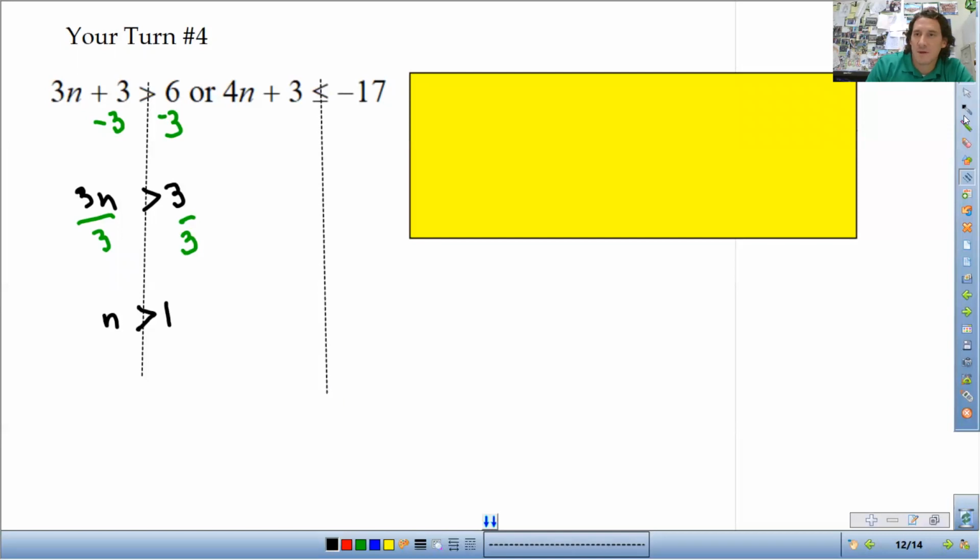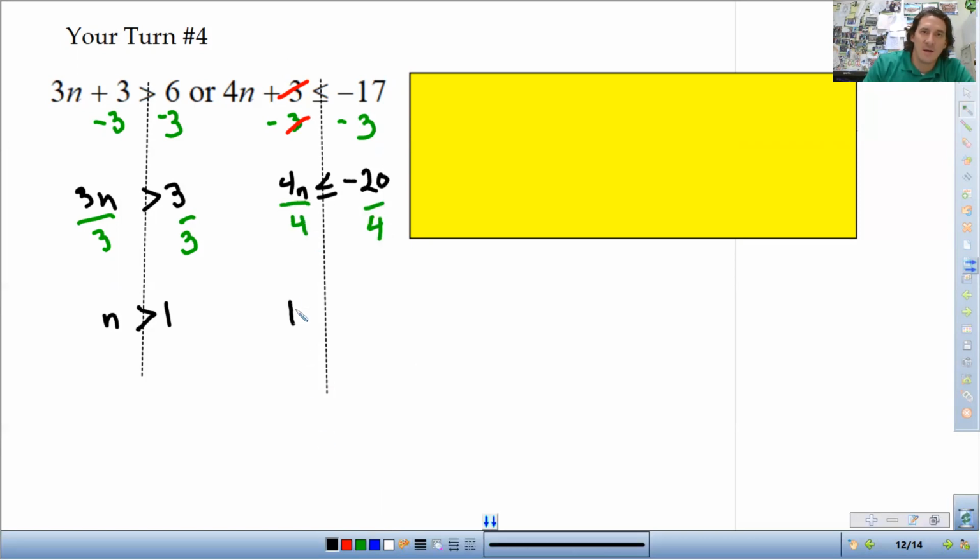4n plus 3, another one. So first thing I'm going to subtract 3 from both sides. That eliminates, I get 4n is less than or equal to -20. Divide by 4.